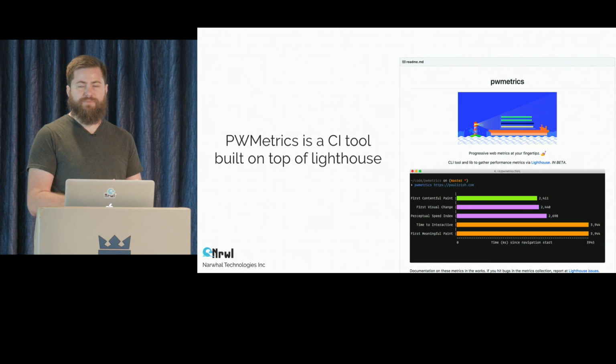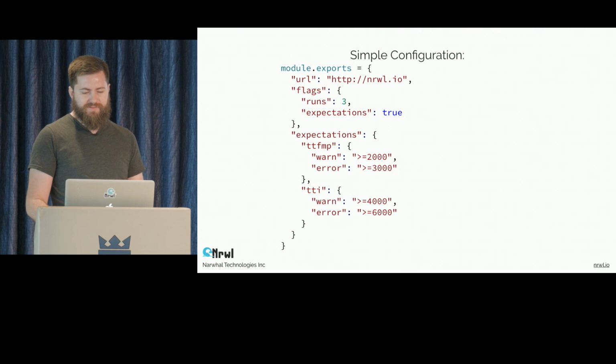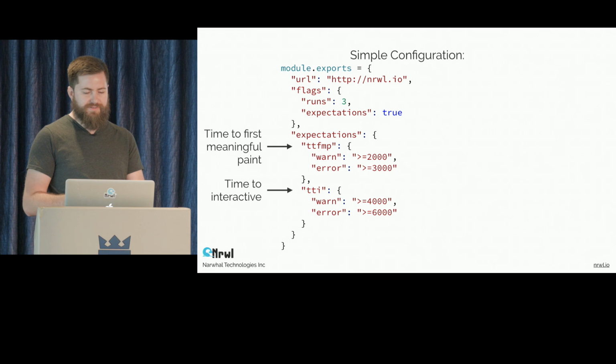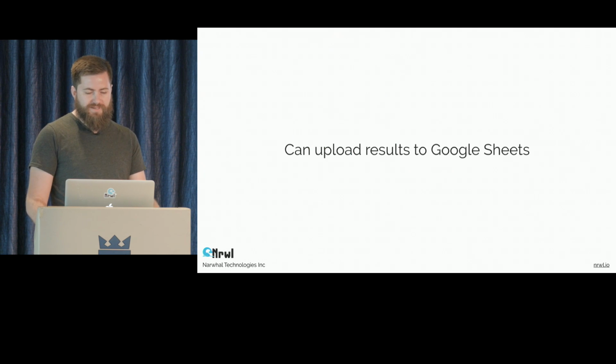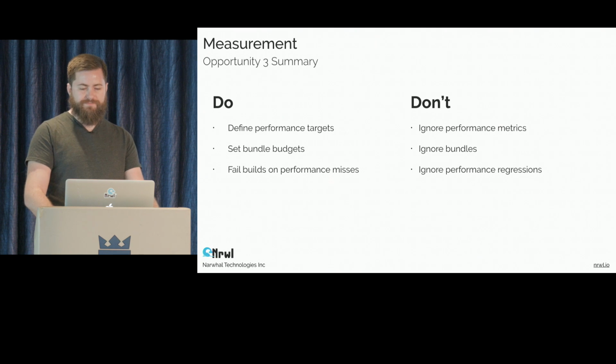You can run PW Metrics, install it like this, and you give it this file that tells the metrics you care about, like time to first meaningful paint and time to interactive, and you can say warn if it's above 2,000 or fail if it's above 3,000, so that you can catch regressions before they get committed. Some other cool things is you can upload it to Google Sheets, so you should run it in your continuous integration environment.